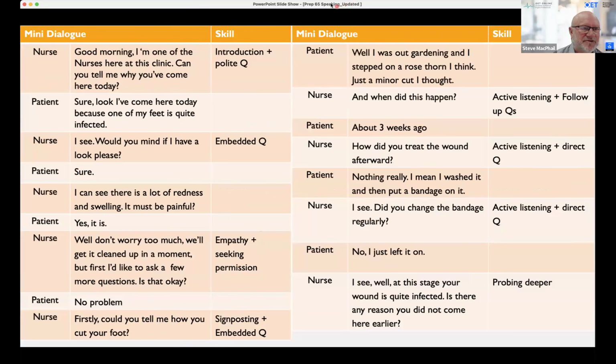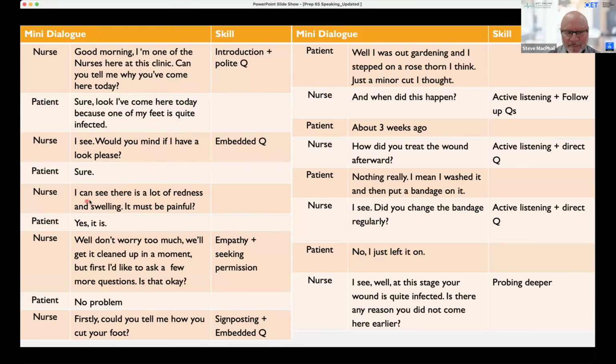Okay, let's look at our dialogue, shall we? So, and this is just a mini dialogue, just to show you the skills. Nurse says, "Good morning. I'm one of the nurses here at this clinic. Can you tell me why you've come here today?" There's our introduction plus a polite or embedded question. Can you tell me why you've come here today? Patient, "Sure. Look, I've come here today because one of my feet is quite infected." "I see. Would you mind if I have a look, please?" Again, we're seeking permission. It's an embedded question, not, can I have a look? Would you mind if I have a look, please?